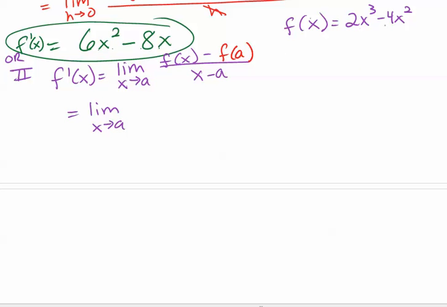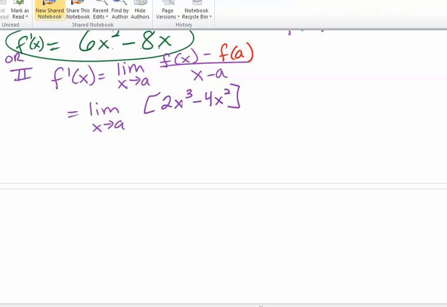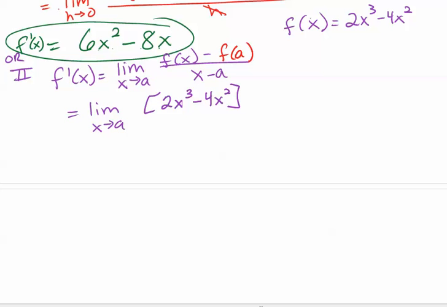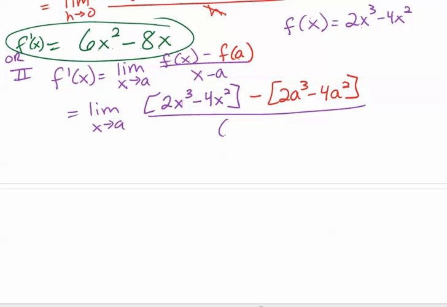Our substitutions, first we simply do f of x, and we can see that that's 2x cubed minus 4x squared. And then we subtract our f of a. So that would look like 2a cubed minus 4a squared. All divided by x minus a.